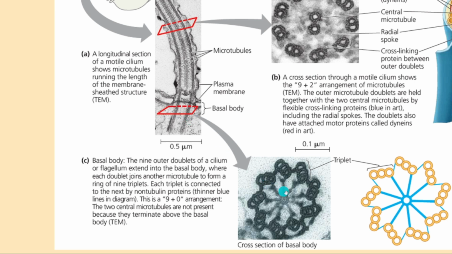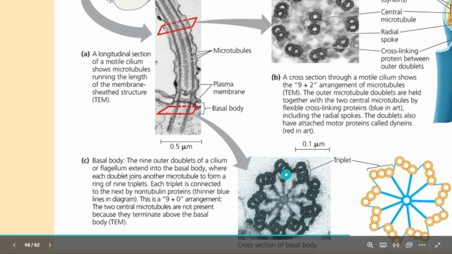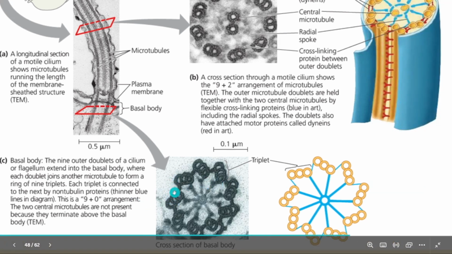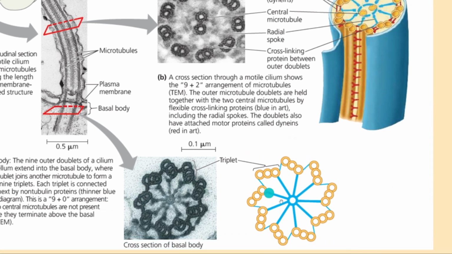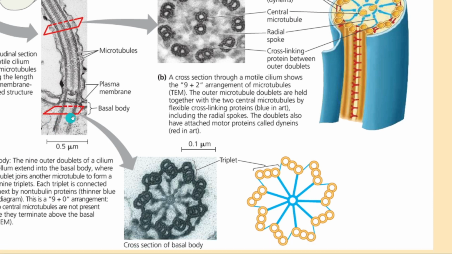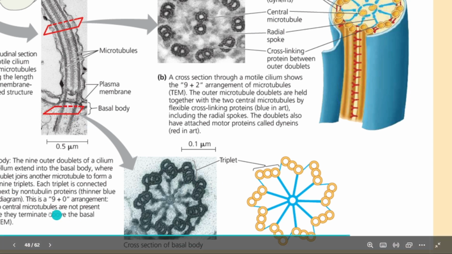Microtubules inside the cell have a similar structure in the central one, which is 9 plus 0, meaning the 9 outer triplets. Each triplet is connected to the next by non-tubulin protein. So what I need to focus on is that it is a triplet, 9 plus 0 triplet, similar to the central one. Within the body, the microtubule structure is 9 plus 0.